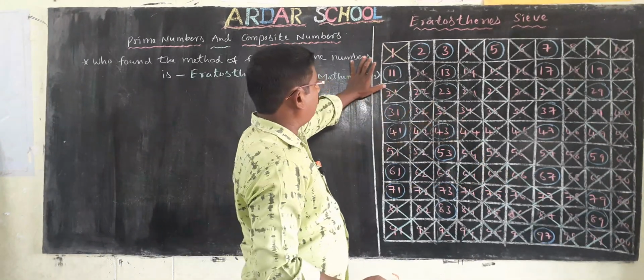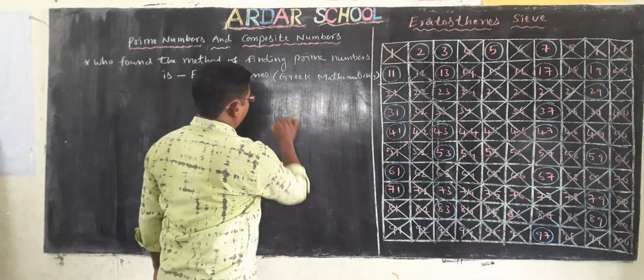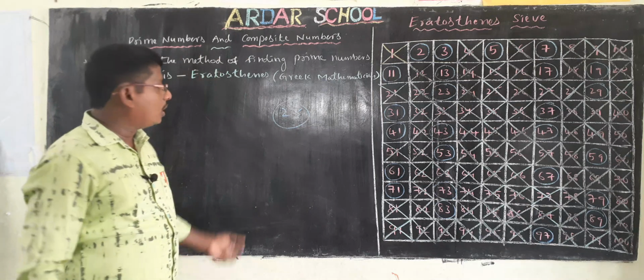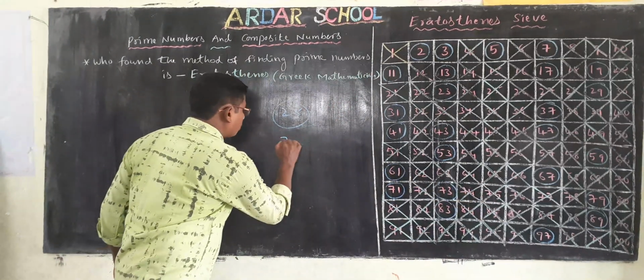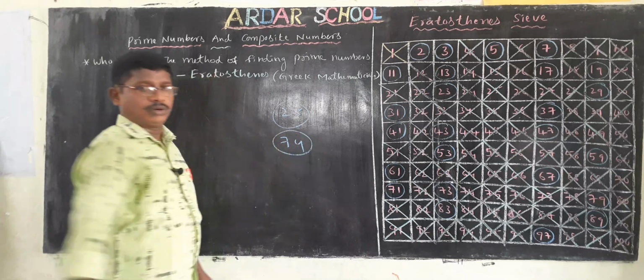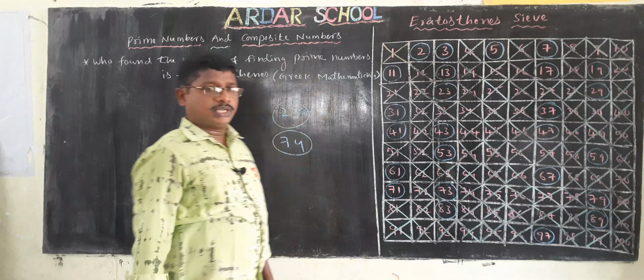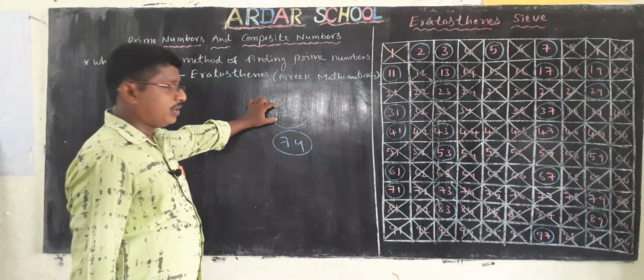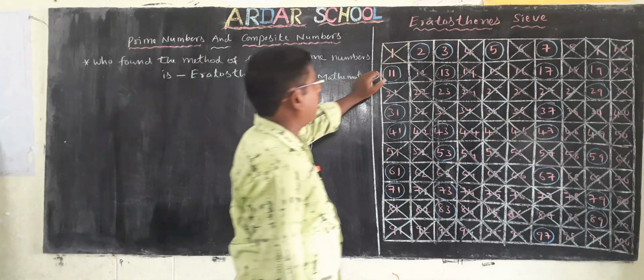The total number of prime numbers between 1 to 100 is 25. The total number of composite numbers between 1 to 100 is 74 only. Here 1 is neither prime nor composite. That's why 25 prime numbers and 74 composite numbers. Okay, keep it in mind.